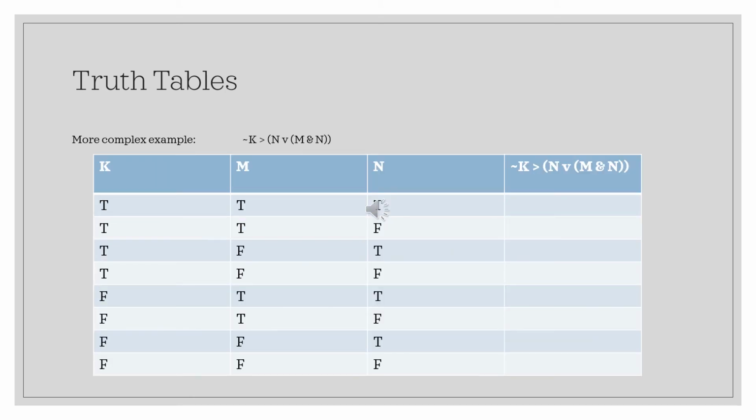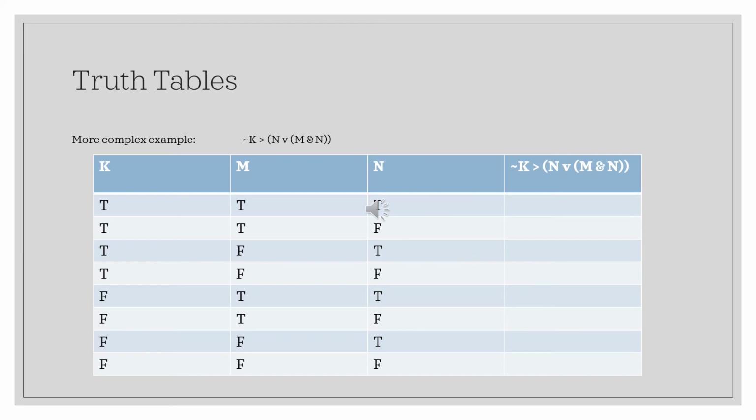Now let's try a more complicated example. First let me read the sentence for you. The sentence that we're trying to compute is: if it's not the case that K, then N or M, and N. Now how are we going to compute this sentence? The first thing we do is write out the letter K, the letter M, and the letter N on the left-hand side of the truth table, and then our sentence that we want to compute on the right-hand side.